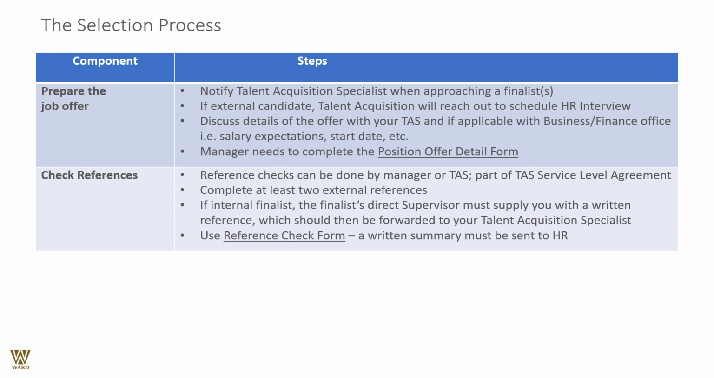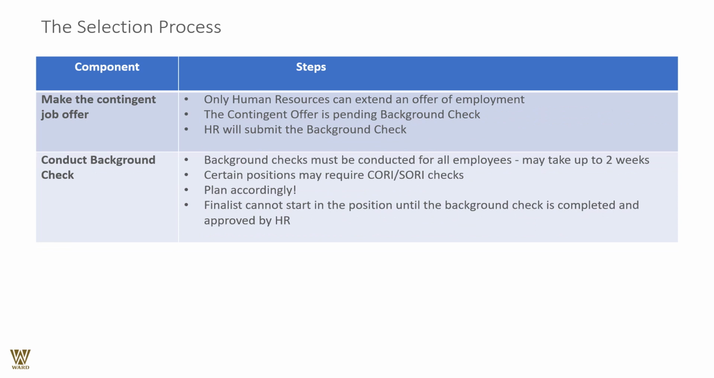Then comes the reference check. Reference check can be done by the talent acquisition specialist or the legal service team. Complete at least two external references. If internal finalist, the finalist's direct supervisor must supply a written reference, which should then be forwarded to the talent acquisition specialist. The best scenario is to have a reference check form, a written summary, which is sent by the HR.